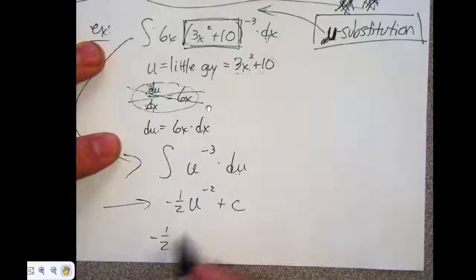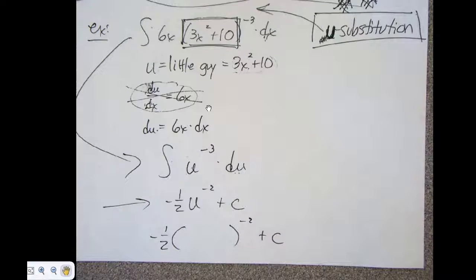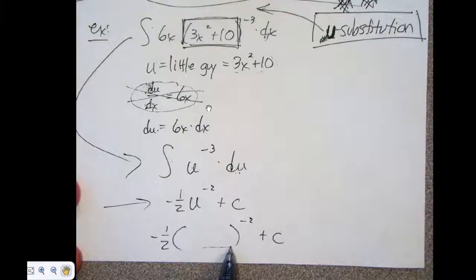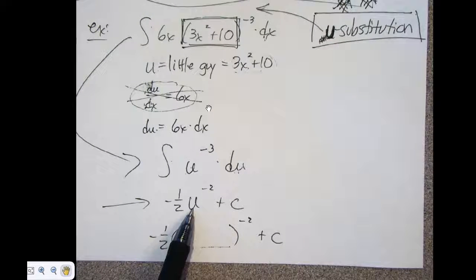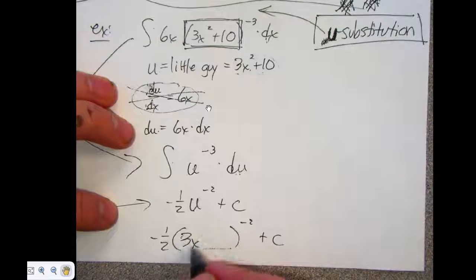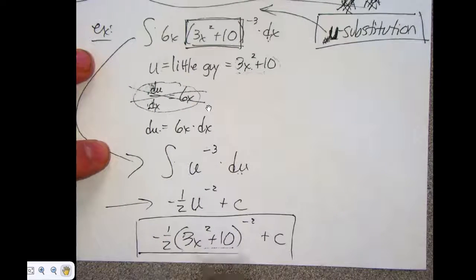And this can't be your answer though, because the question was given to me with x's in it, so I have to give my answer with x's in it. So what do I put here in place of that u? 3x squared plus 10, the same thing that I substituted the other direction just a couple minutes ago. So we get the same answer, right?